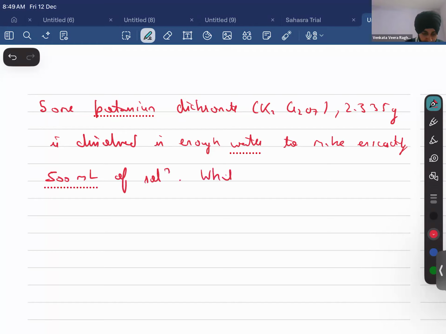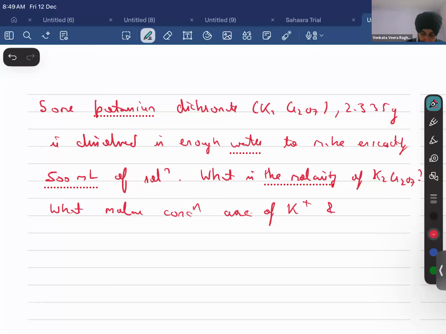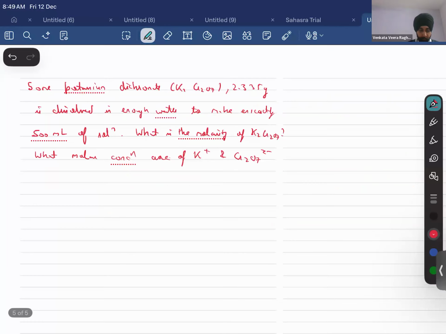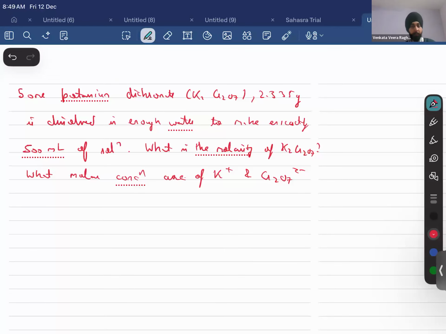What is the molarity of K2Cr2O7? That is your first question. What is the molarity of this? And what are the molar concentrations of K plus and Cr2O7 2 minus? You have to tell me the answer of this first.